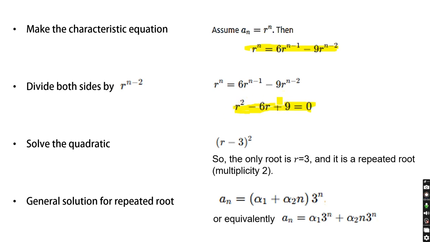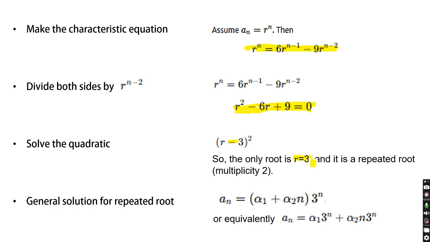So, we derive it and combine like terms, equals 0. Then if we solve this as a quadratic function, there is only one root, a repeated root. So, r minus 3 raised to the power of 2. It is a repeated root, so the only root we find is 3.